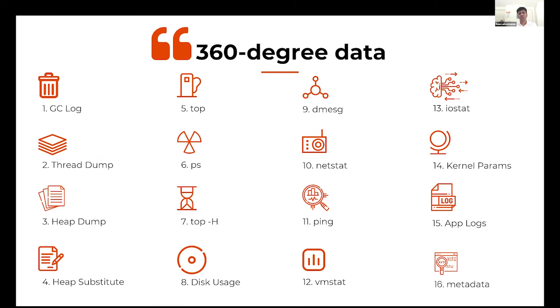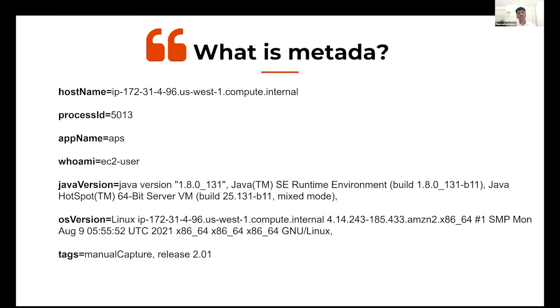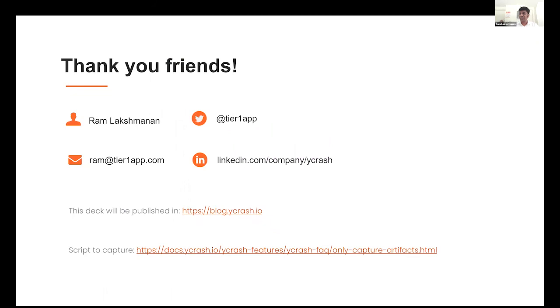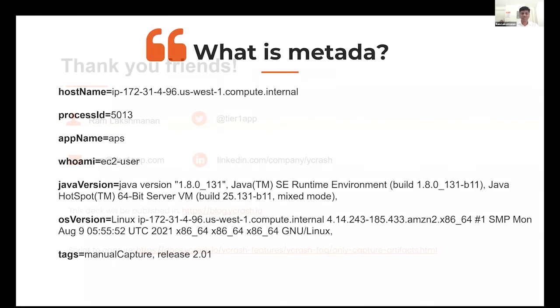The next one is what we call metadata. It gives information like which user this process runs as, what version of Java, what version of OS, and some details about the host and the container, which are visible for us to take and digest. Okay, friends, so these are the 16 artifacts that we want to look at capturing when there is a production problem in the containers and Kubernetes world.